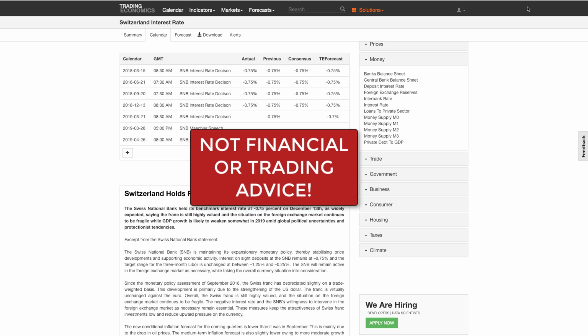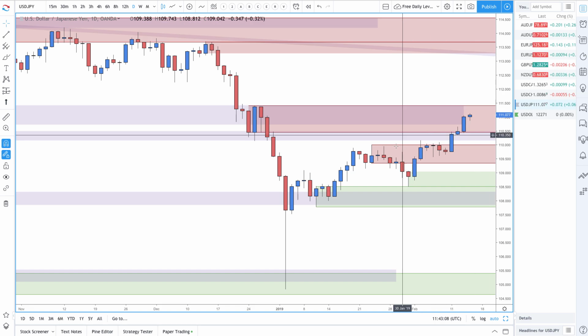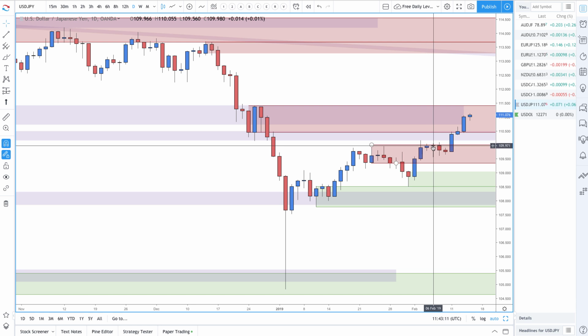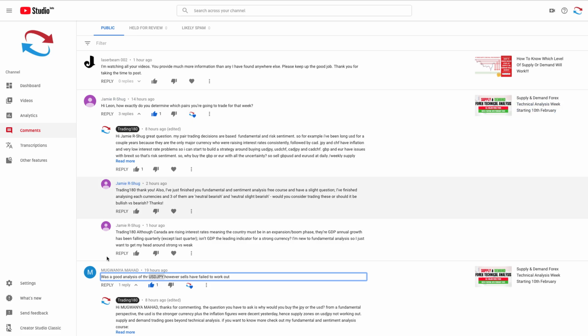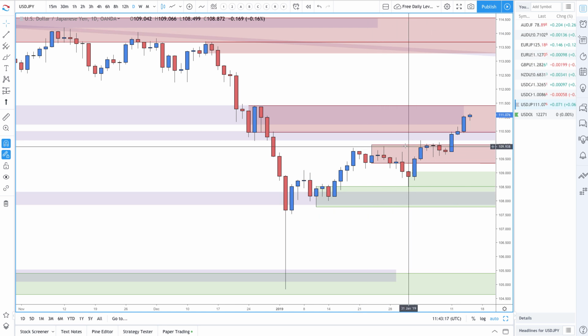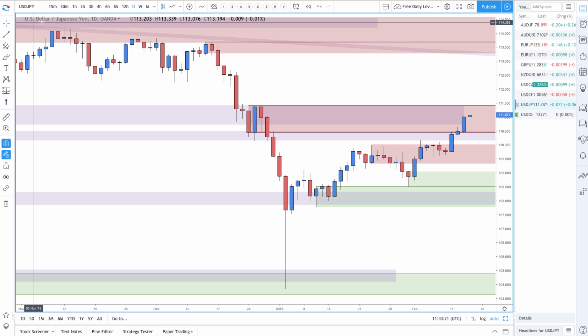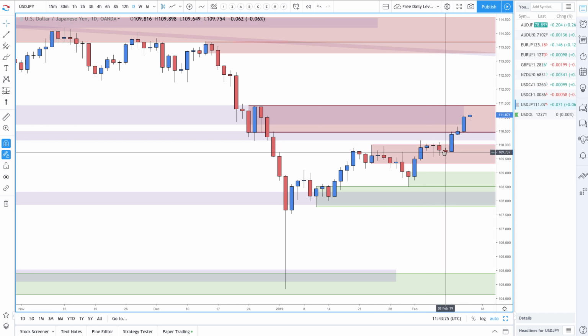And it's the same thing. If we go back to this, the gentleman who asked sells failed to work out, fundamentally, right, you have a strong versus a weak currency, the strongest, right, out of the major currencies versus probably one of the weakest. What is the probability of that working out?